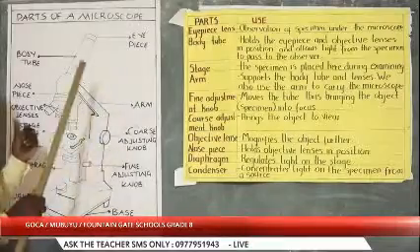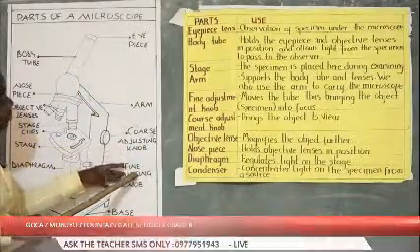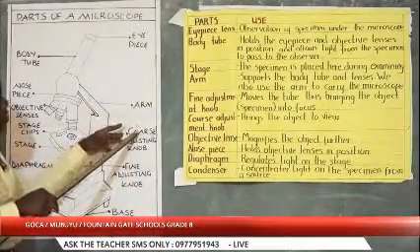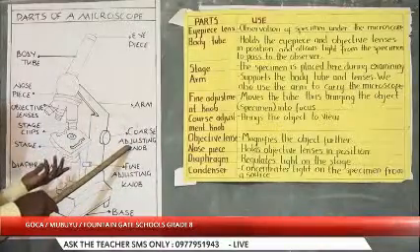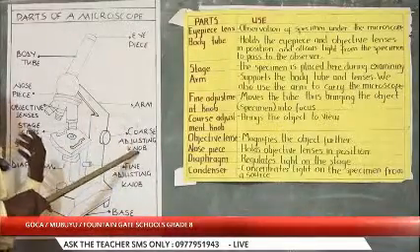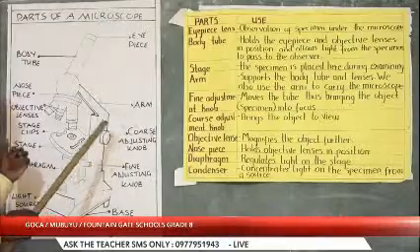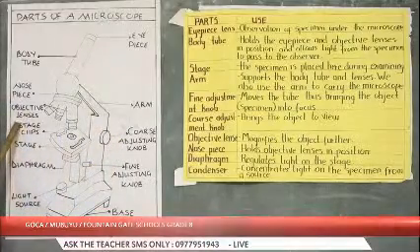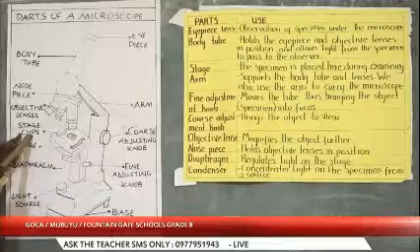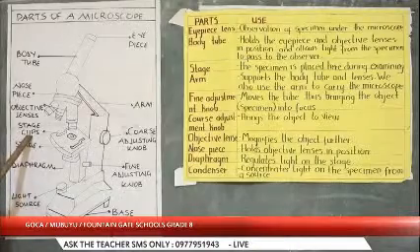Okay, similar, if this one brings the object into focus, this one brings the object into view. So without this, you cannot view nicely the specimen that you've placed on the stage clip. Okay, then the function of a stage clip is to hold the specimens that you want to observe.